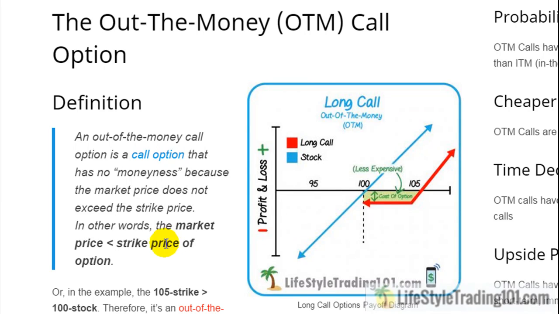As long as the stock price has not exceeded the strike price, it's considered out of the money. So if you have a 105 strike, a 104 strike, or a 101 strike call, but the stock is trading at 100, all of those are out of the money call options.